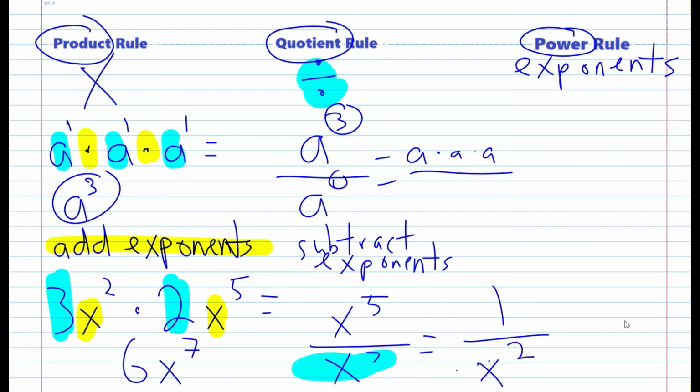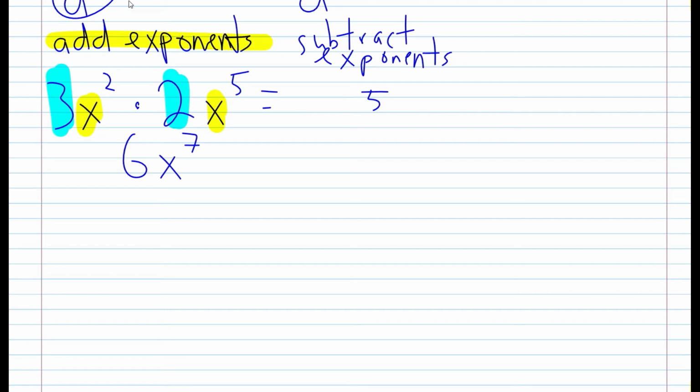If I switch this around and I gave us the problem of x to the 7th over x to the 5th, that's going to come out to just x to the second. And technically it is over 1, but we don't need that over 1. It's not necessary. I'd like to do one more quotient rule with you, keeping in mind what happens if we have coefficients.